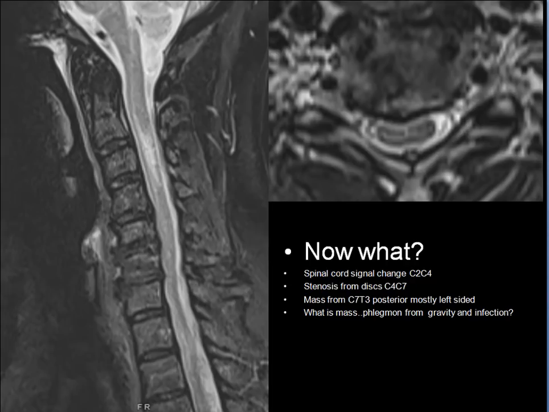So now what? What do you do with this patient? Spinal cord signal change, stenosis from C4 to C7. There's a mass from C7 to T3 on the left side compressing the spinal cord. So is this a phlegmon from a gravity infection? How would you treat this patient? Anybody want to say what they would do? Right hand numbness. I'll tell you what I did.